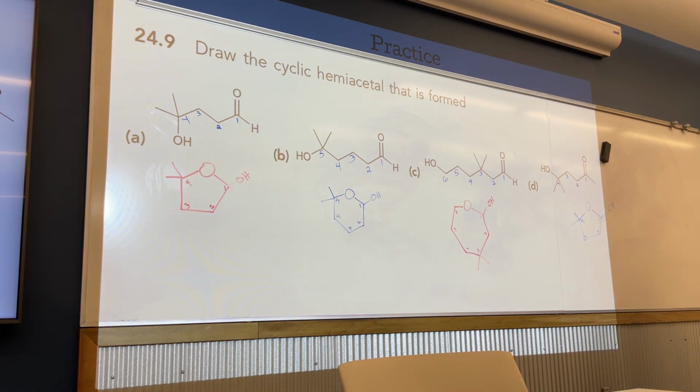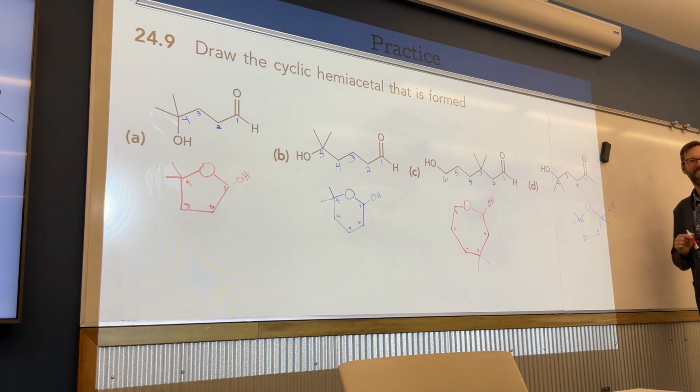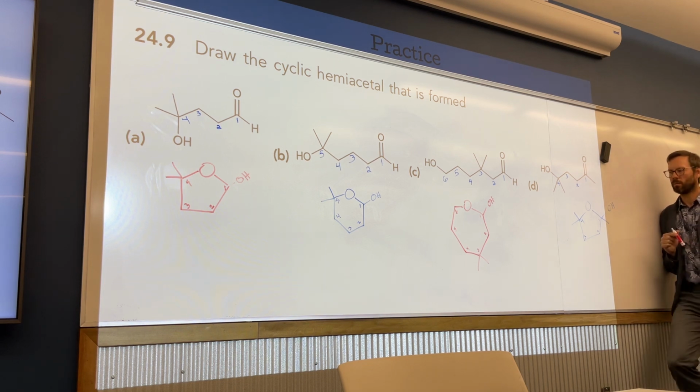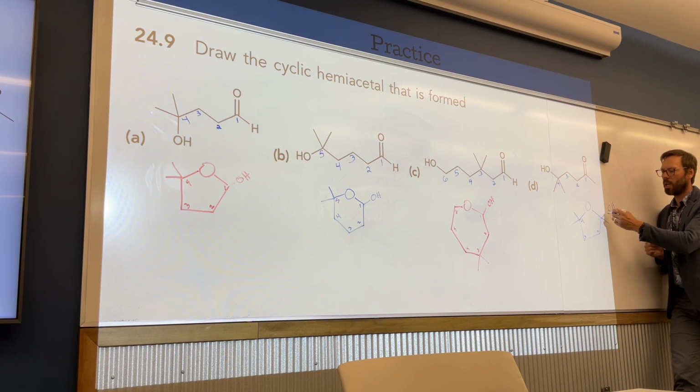Okay. Is there another methyl connected to the first carbon? Oh, you're right. Yeah. On D, is there another methyl group attached to carbon 1? Looks like it. Oh, yeah, yeah. So there we go. What's the stereochemistry on that then? Sure. So we'll get into that.